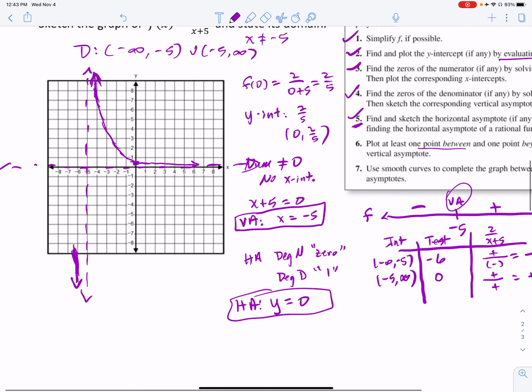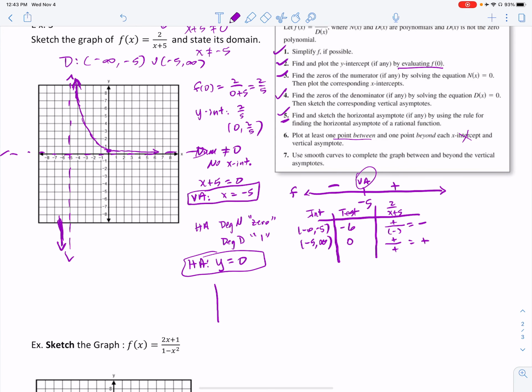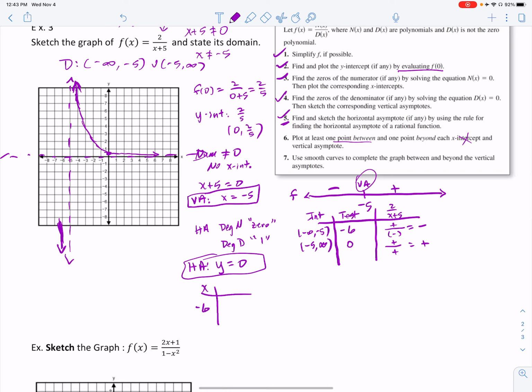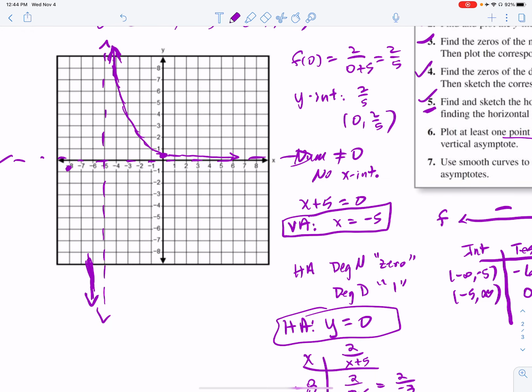As x gets large, it's just getting closer and closer to that x-axis. And then to the left, we don't have a point plotted, so I want to pick a point to the left, and I've got 2 over x plus 5. What if I put in negative, how about -8? And so we have the 2 over x plus 5. So I get 2 over -8 plus 5, which is 2 over -3, so a -2/3. So at -8, you're at a -2/3, so you are already way up here.